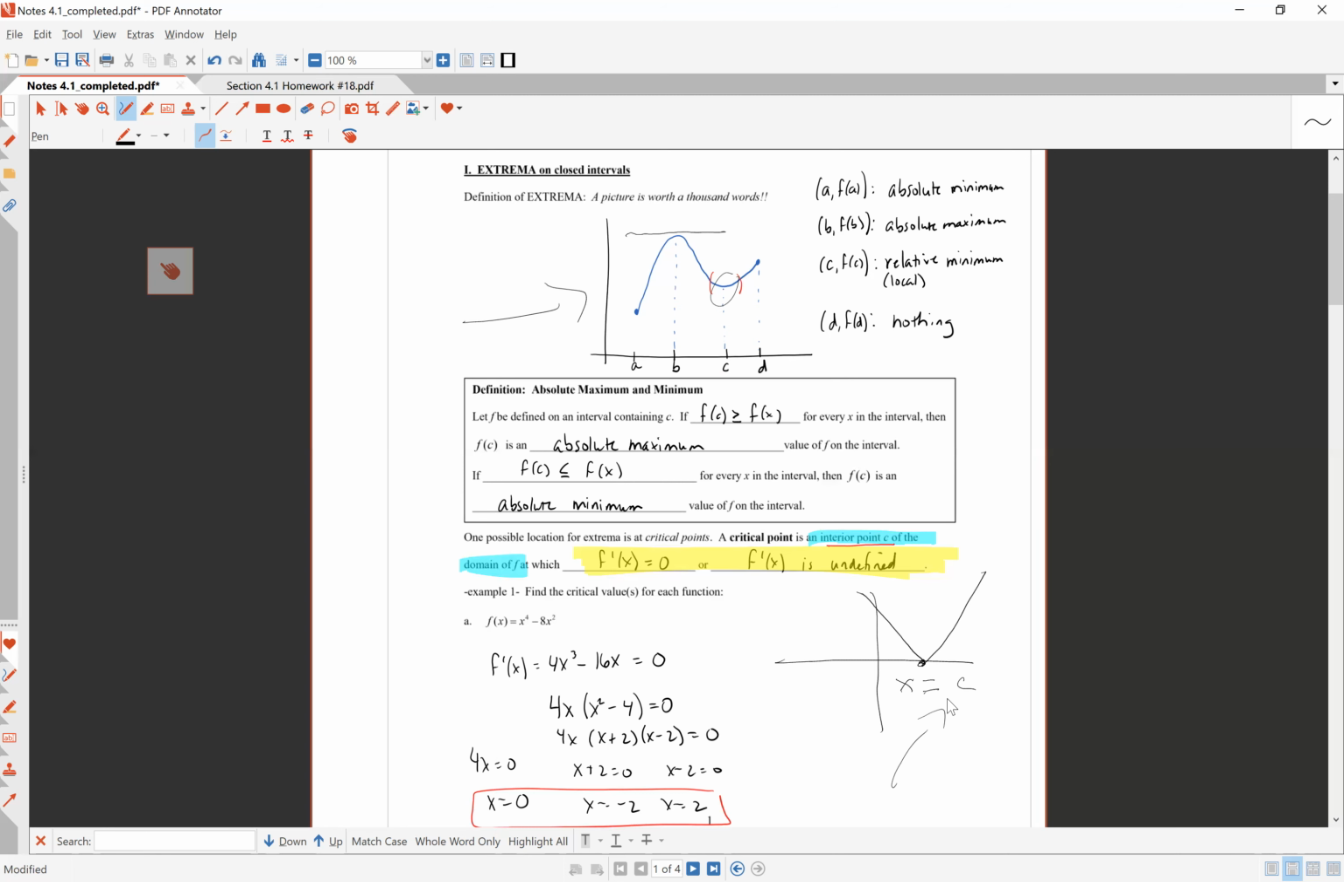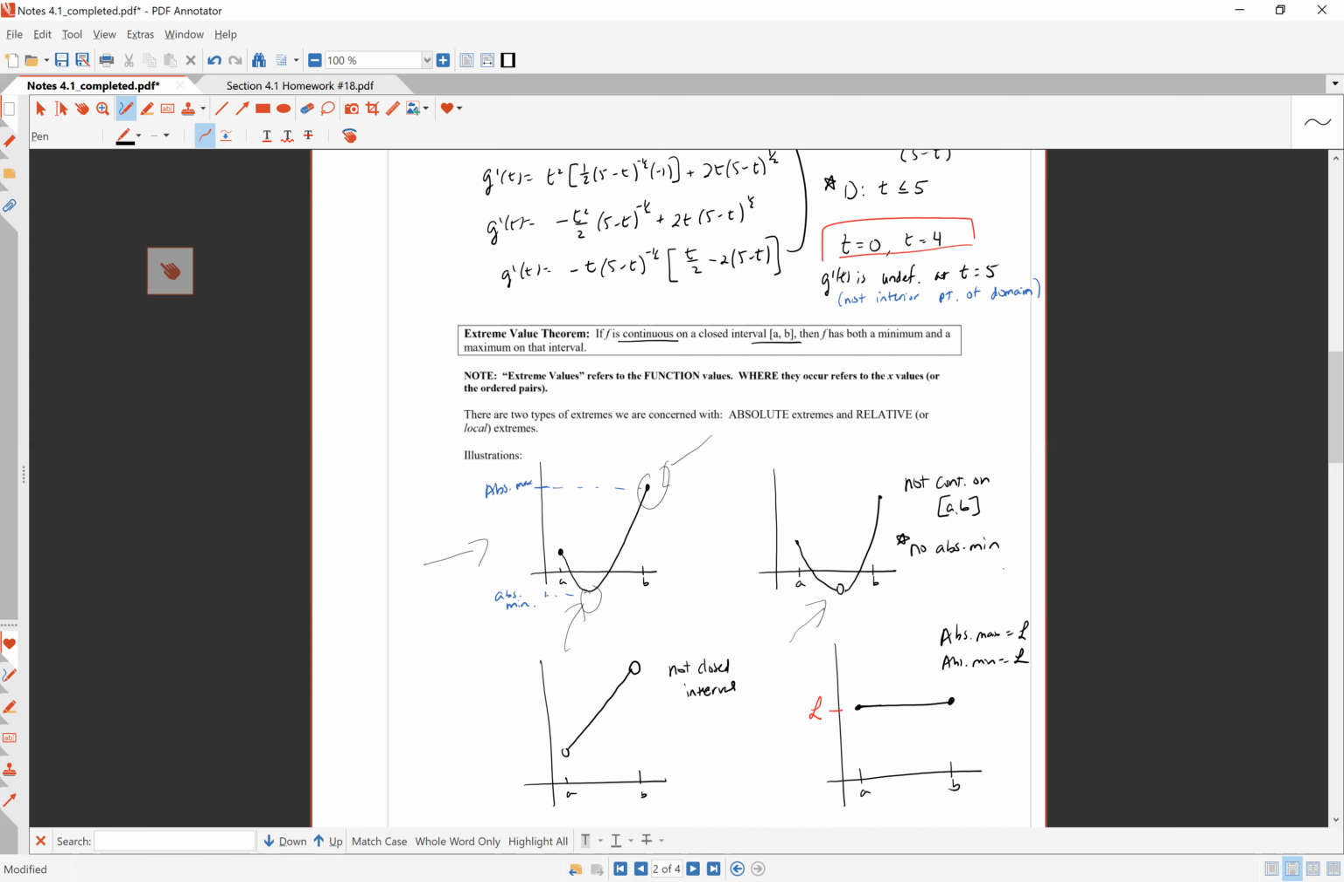Now let's look at another one. In this example, there's a hole in the function, so there is no absolute minimum. The extreme value theorem says the function has to be continuous on a closed interval to have both an absolute minimum and an absolute maximum. The absolute minimum doesn't occur because the function is not continuous. But of course, this point right here is the absolute maximum.